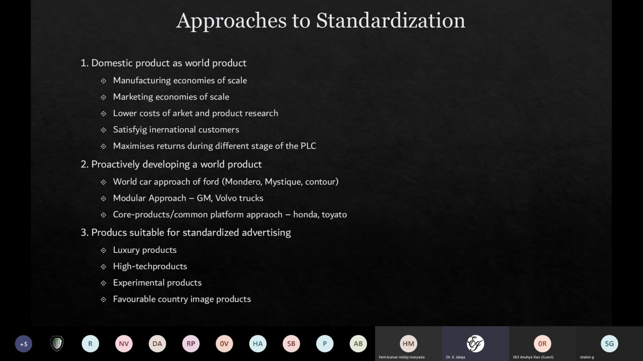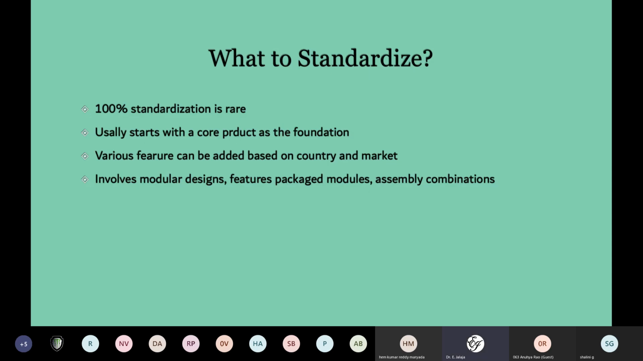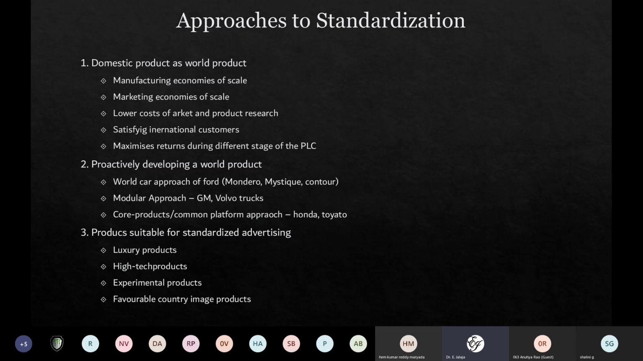Even though you're not changing your product entirely, at least to some extent there is a necessity to change. Slight modifications definitely are required. That's the reason, when I'm mentioning the slide, the first point itself is 100% standardization is rare. No, it is not possible. 100% standardization is not possible nowadays as customers have wide preferences. Customers are having wide preferences and competition is also very high.